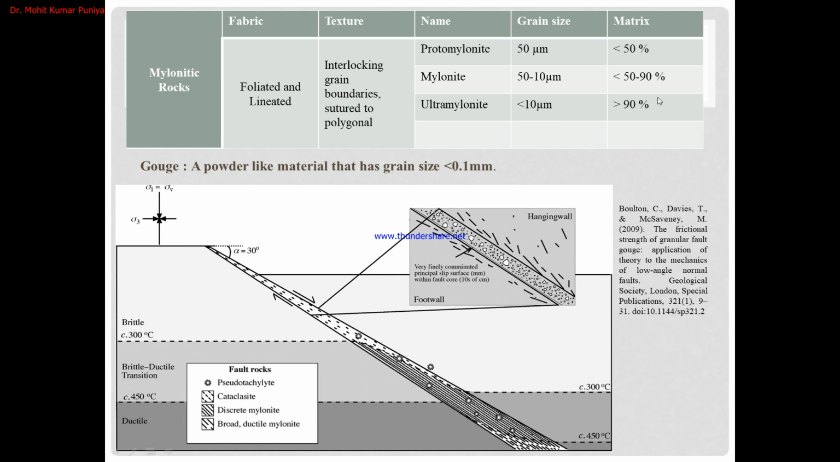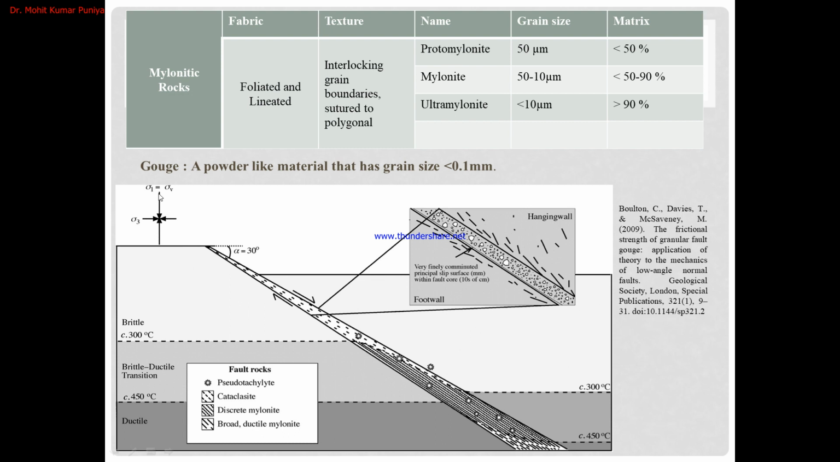So in ultramylonite the matrix is more than 90%. And as we have discussed already, the size and the percentage of the matrix decrease towards the protomylonite, or we can say the percentage of the grain decreases towards the ultramylonite. So this is the schematic diagram of the fault. Here we can associate its intrinsic features.